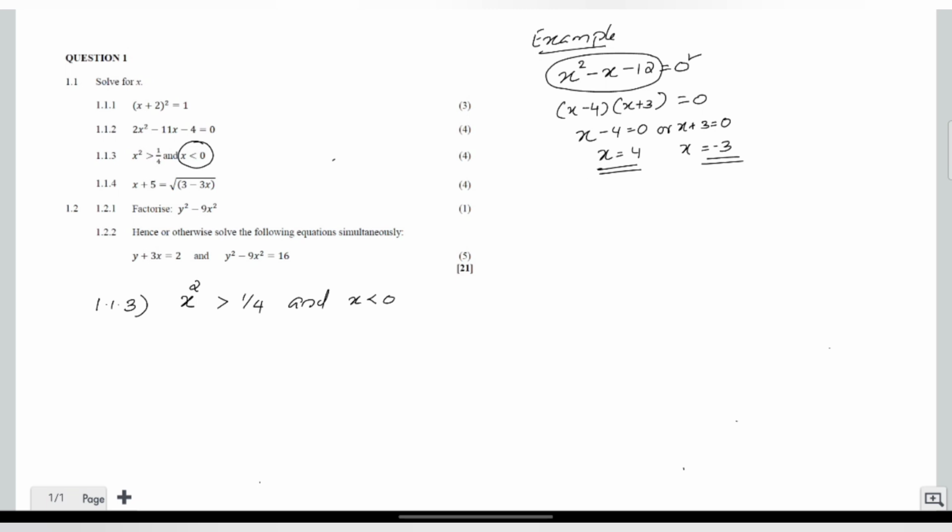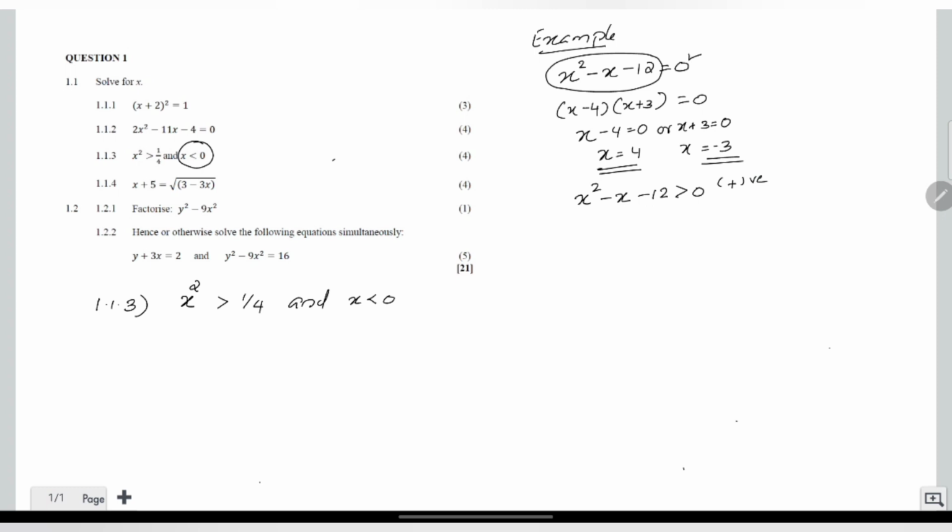Now what happens if I write the very same question, x squared minus x minus 12 greater than 0? They don't want the zero values, they want all the x values. When you substitute here, this expression must be greater than 0. Greater than 0 means what, guys? It should be a positive number, isn't it? Positive number.